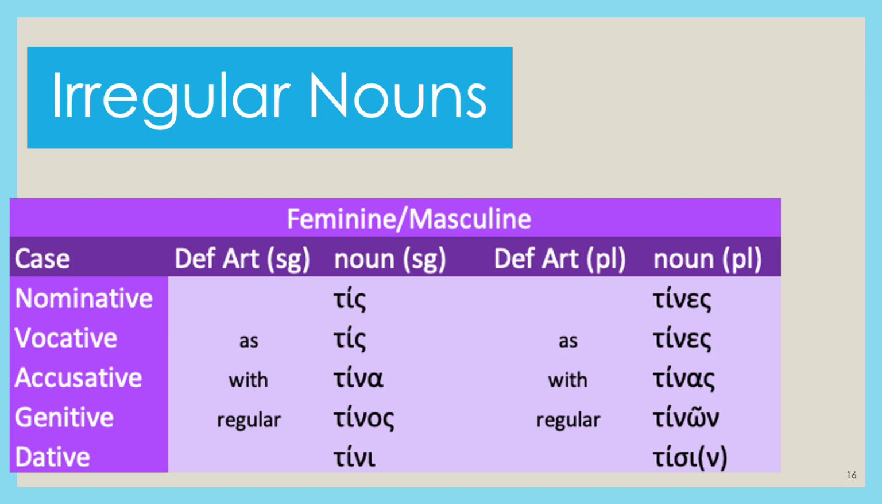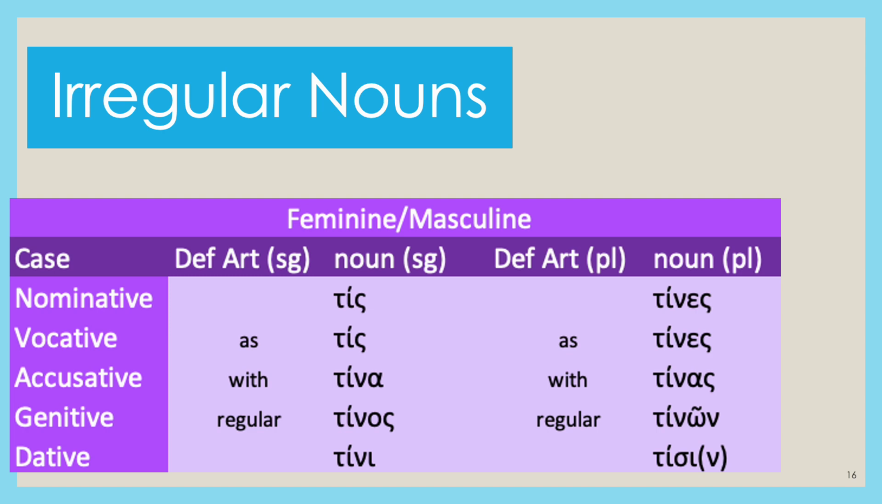Now there are some irregular nouns which don't really follow the normal sorts of rules. For example, we have tis, which could be feminine or masculine. It would look like this: tis for nominative, tis for vocative, tina in accusative, tinos for genitive, and tini for dative.